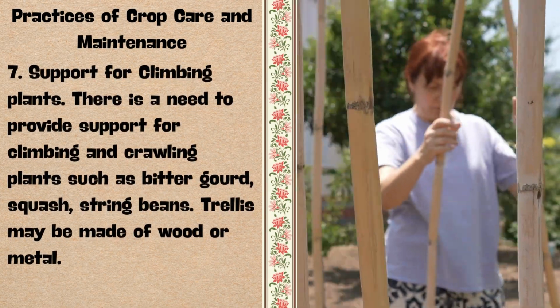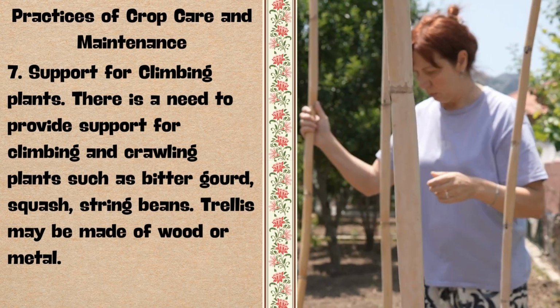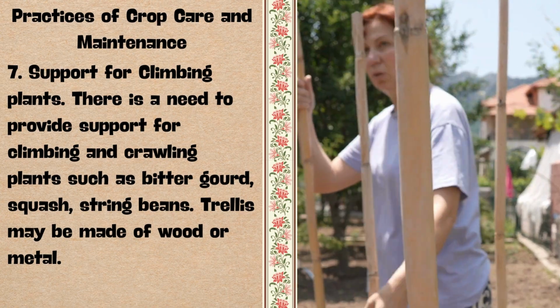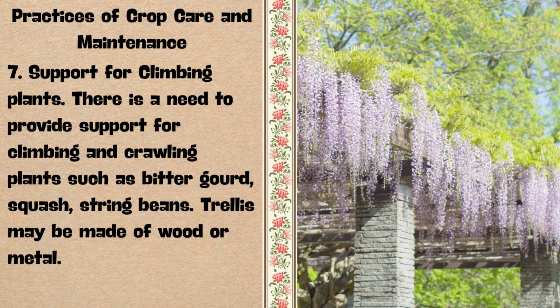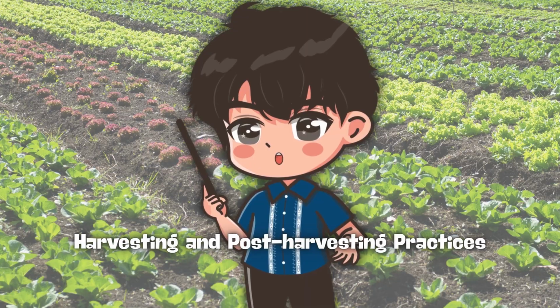7. Support for climbing plants. There is a need to provide support for climbing and crawling plants such as bitter gourd, squash, string beans. Trellis may be made of wood or metal. Here are the harvesting and post-harvesting practices.